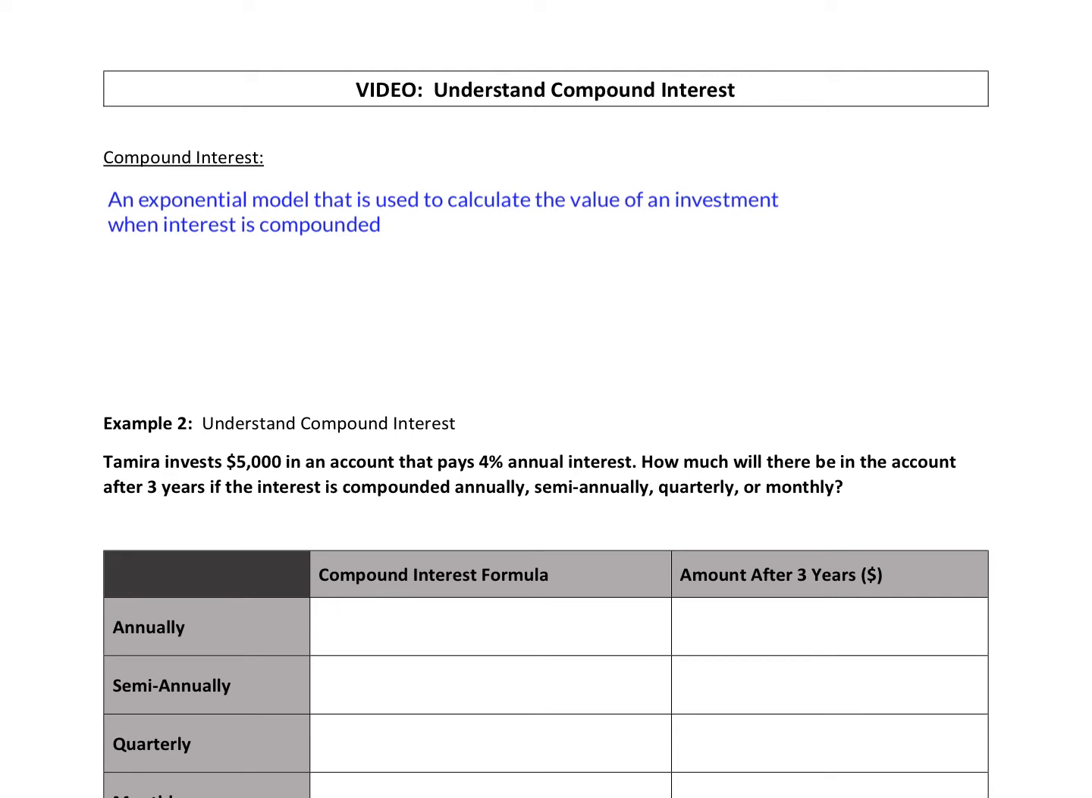So it has a formula that we need to write in. The formula is A equals P times (1 plus R over N) raised to the NT power. So P in that formula is the initial principal invested. That's going to be a dollar amount. That is how much money you are investing.